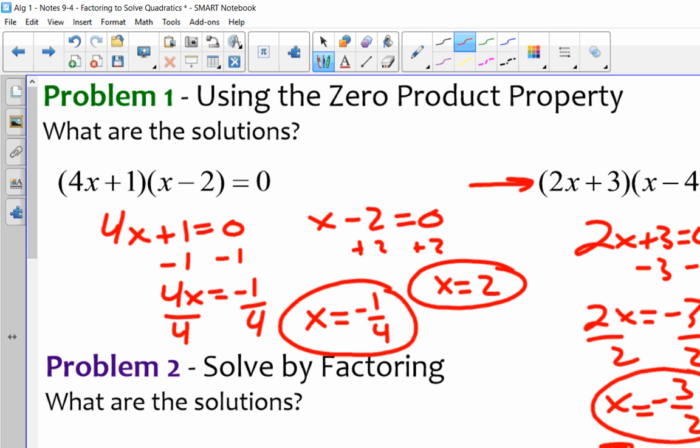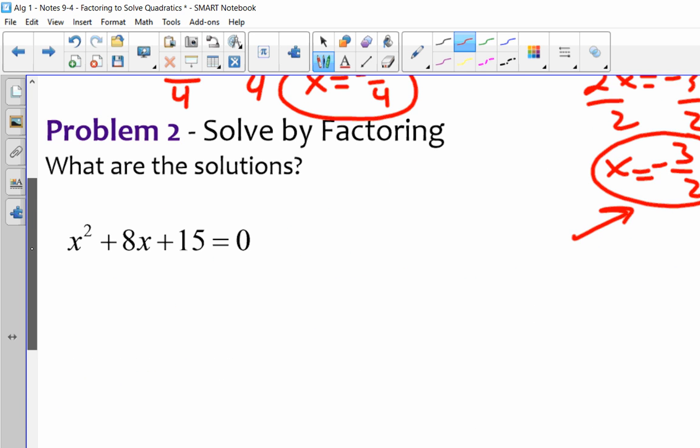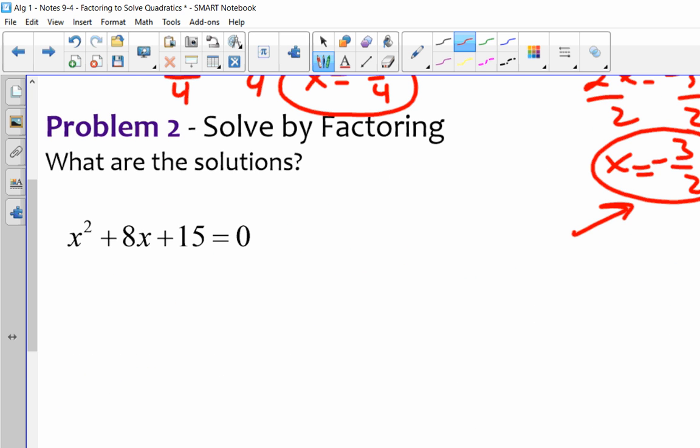Okay. All right. Now, that's what you're going to do when you're given the factors. Okay. So just set them equal to 0. Solve it for x. You've been doing that for the last couple of years in whatever math class you're in. So it shouldn't be that tough for you to do.